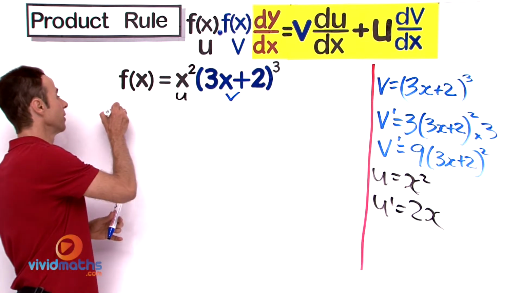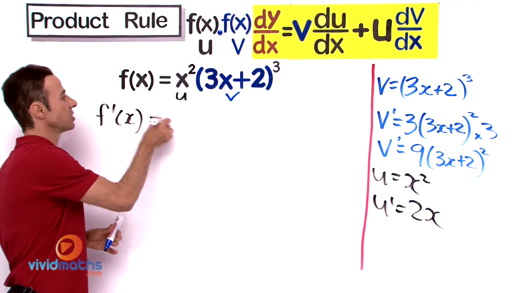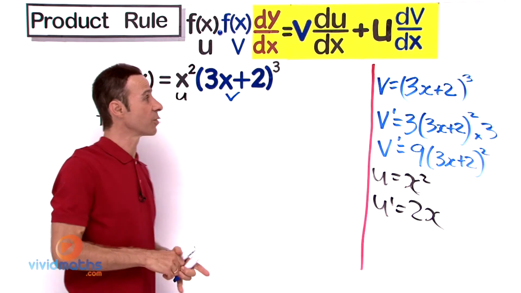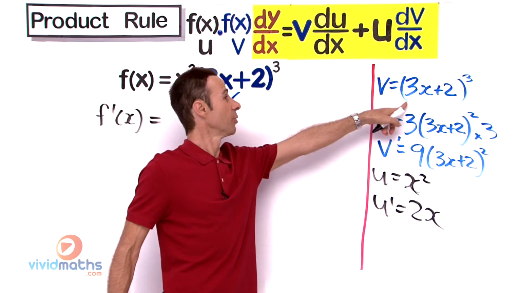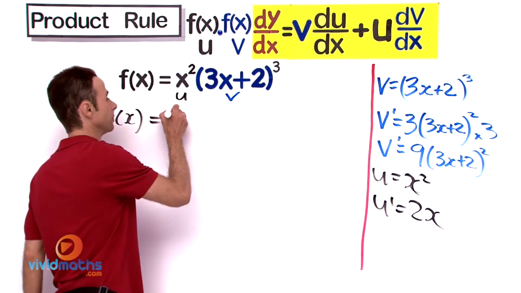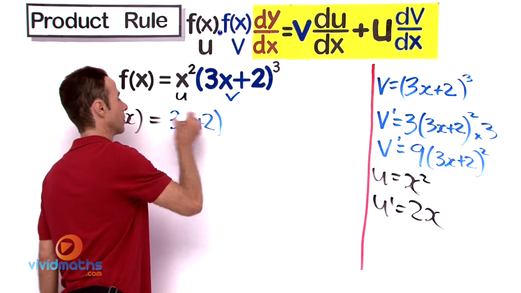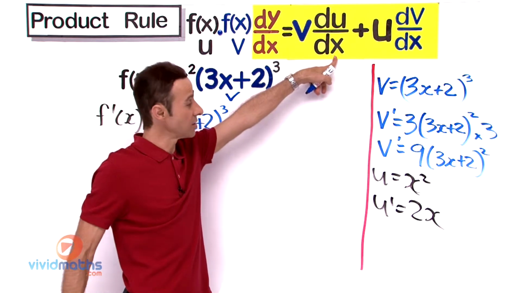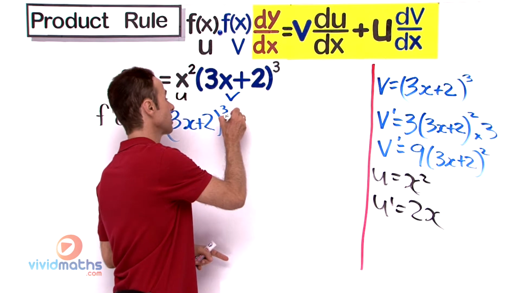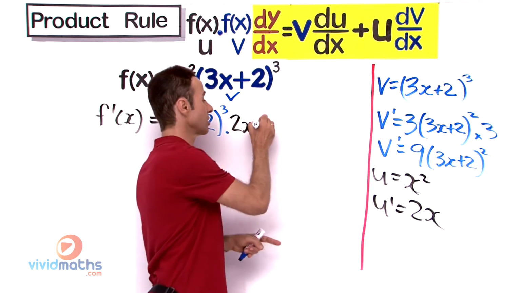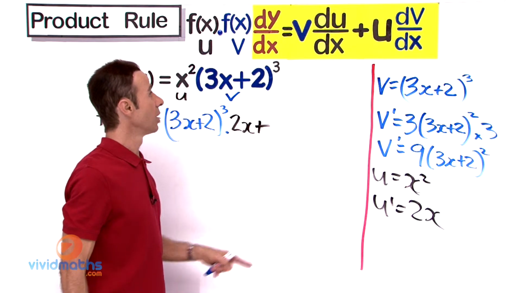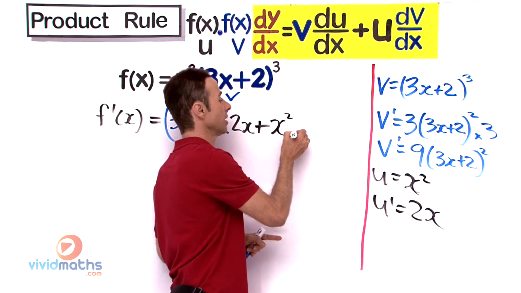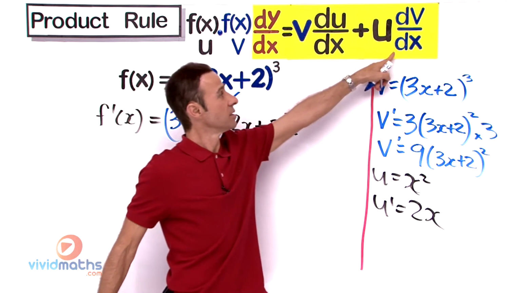So let's write up what we have. f prime x, the derivative, equals, starting with v, 3x plus 2 all cubed, multiplied by du dx, or u dash, which is 2x. We have a plus addition sign, and then we go straight to u, which is x squared. We multiply that by dv dx, or v dash.